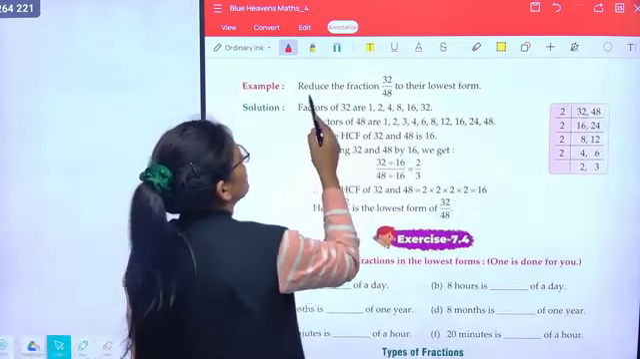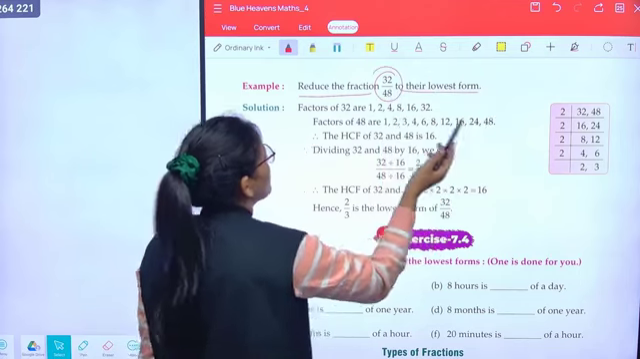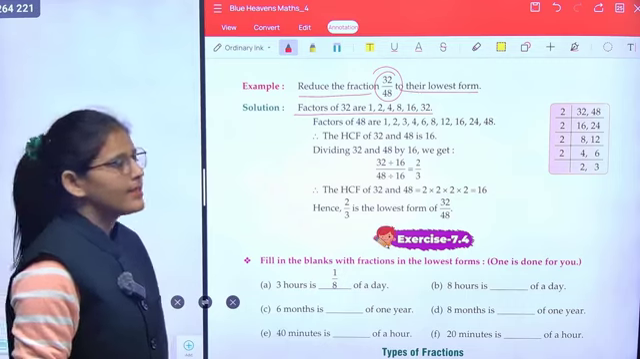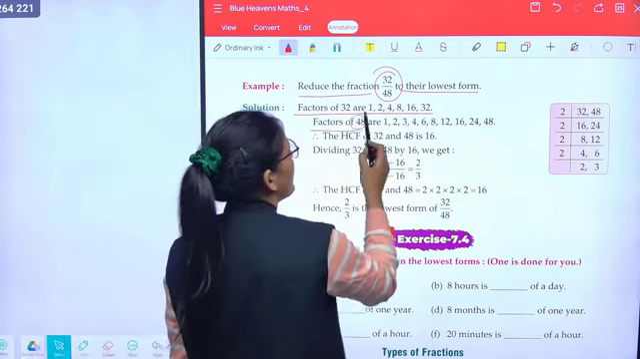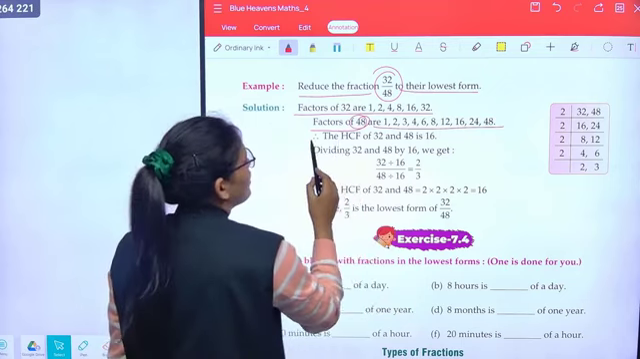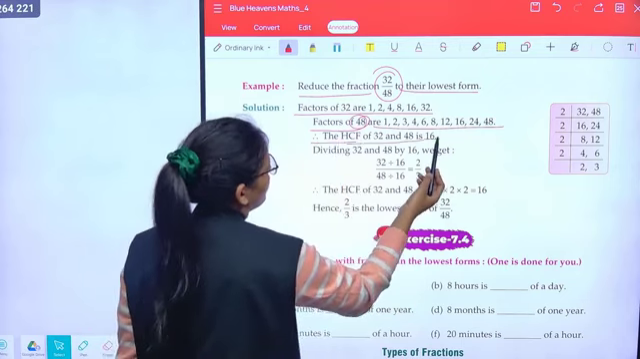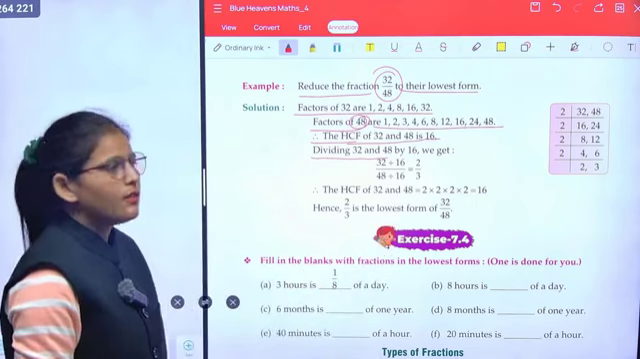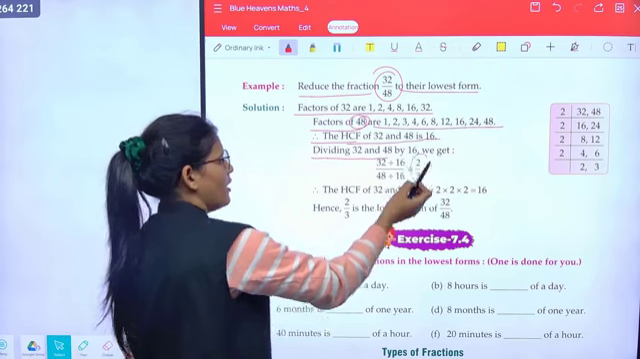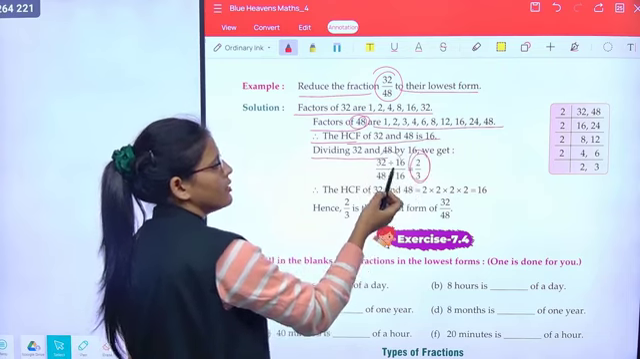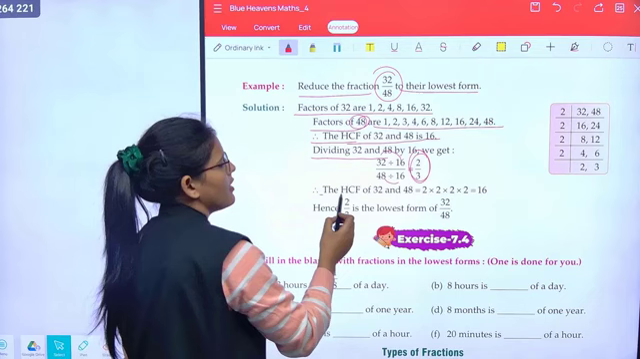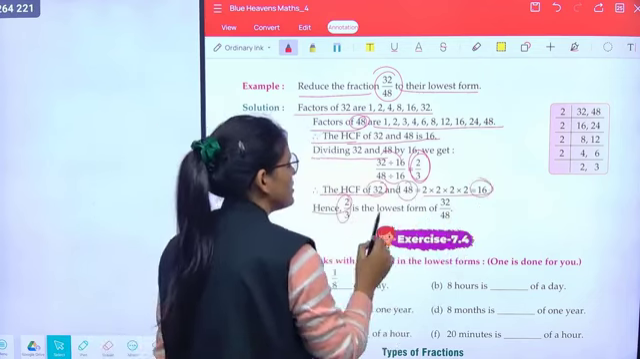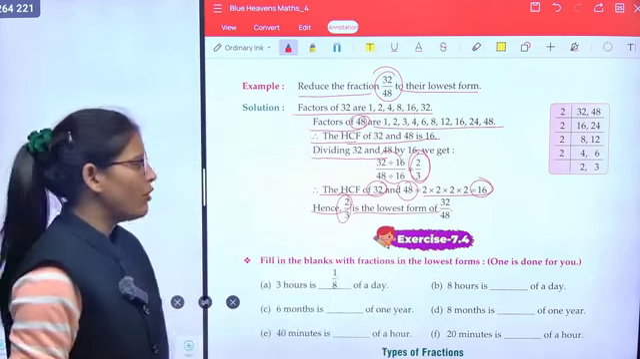Now reduce the fraction 32 upon 48 to its lowest form. Factors of 32 are 1, 2, 4, 8, 16, 32. Factors of 48 are these. Now the HCF of 32 and 48 is 16. So dividing 32 and 48 by 16, we get 2 by 3. 32 divided by 16 is 2, 48 divided by 16 is 3. The HCF of 32 and 48 is this. Hence 2 upon 3 is the lowest form of 32 upon 48.